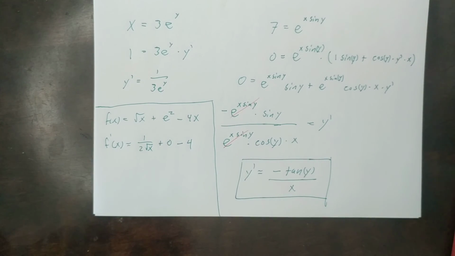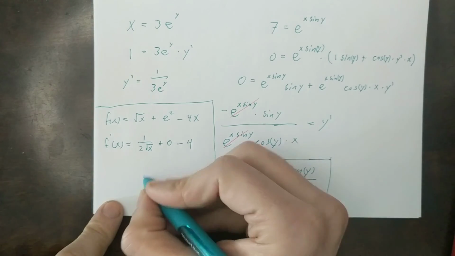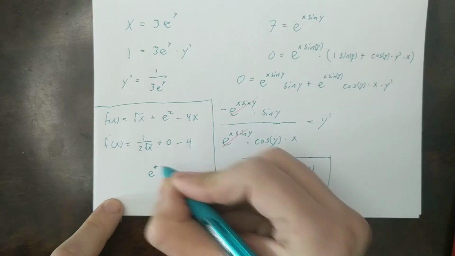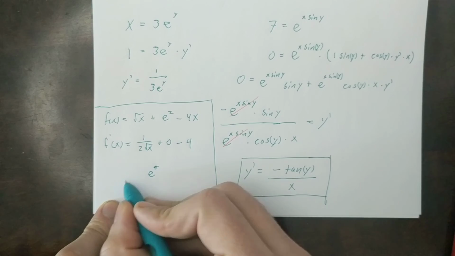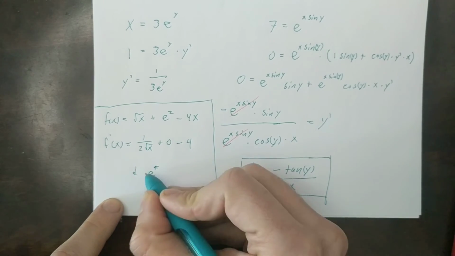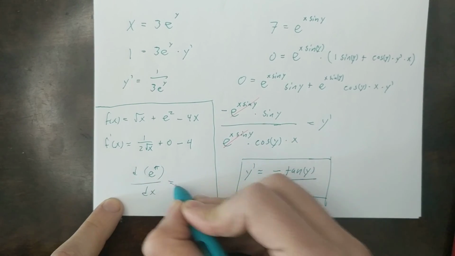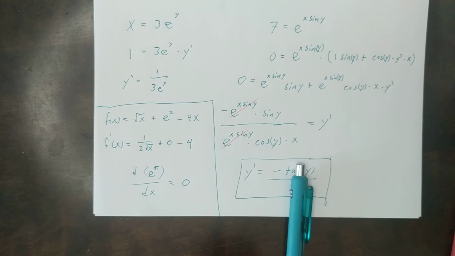So what's another one I see? Every once in a while, they'll throw in an e to the pi, right? What's the derivative of e to the pi? Well, that's just 0, because e and pi are both just transcendental numbers, but they are just numbers, so just be careful of that.